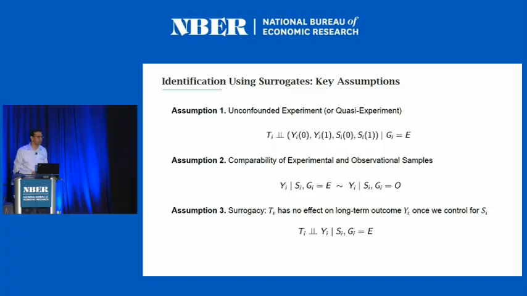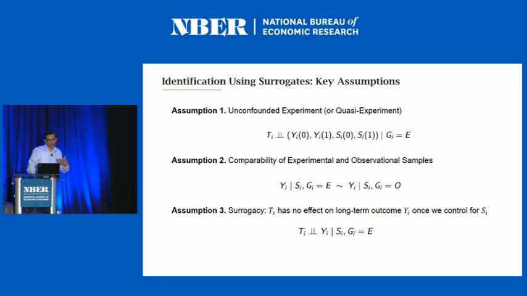The third assumption, which is key, is surrogacy, what in this literature is just termed the surrogacy assumption. And that is that treatment has no effect on the long-term outcome Y once we control for the intermediate outcome. So treatment has to be independent of Y, conditional on S in terms of realized outcomes. Put differently, the surrogate has to be the only path through which treatment affects the long-term outcome. You can see now a parallel to an exclusion restriction in the context of IV.